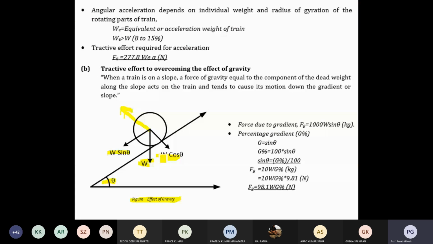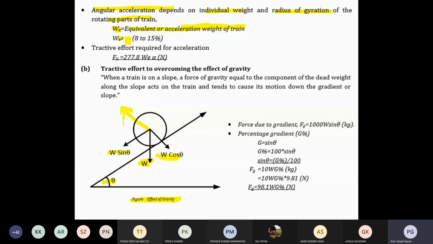The angular acceleration depends on the individual weight and the radius of gyration of the rotating parts of the train. Radius of gyration means how much radius there is for the wheel. And WE is equal to what? WE is the equivalent, or acceleration weight, of the train, and WE is always greater than W.